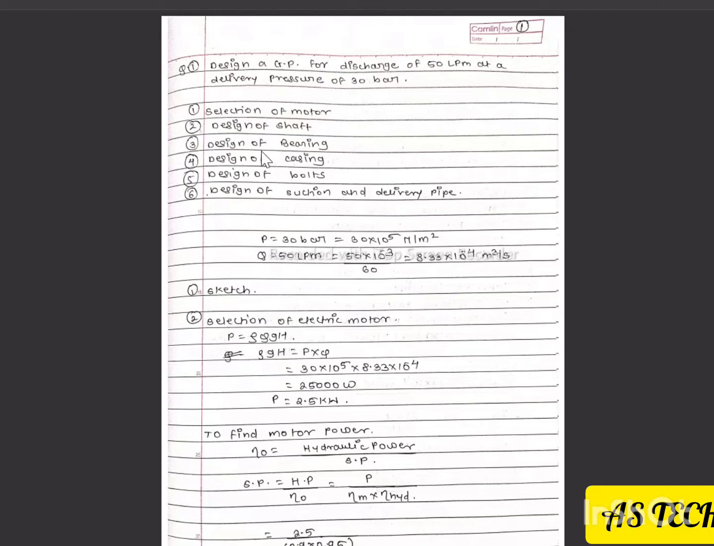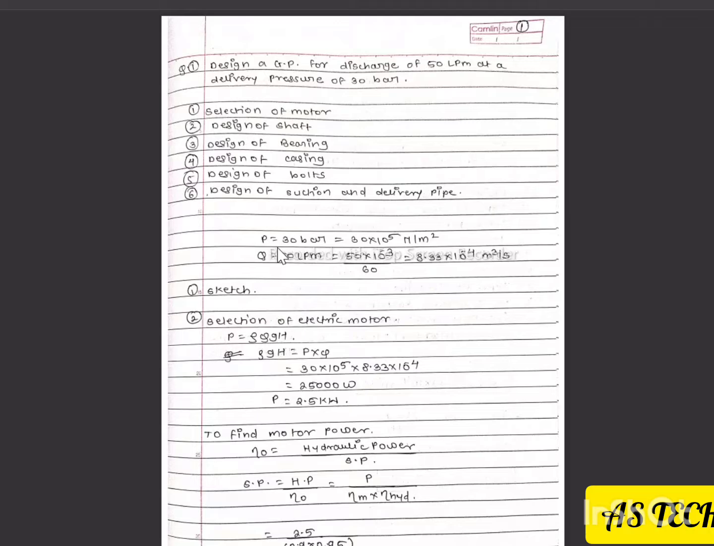The basic parameters we have to find out for the design of a gear pump are the selection of a motor, design of a shaft, design of a bearing, casing, bolts, suction and delivery pipe. In the question, discharge and pressure are given, but discharge is given in lpm and pressure is given in bar, so we need to convert them into Newton per meter square for pressure and meter cube per second for discharge.